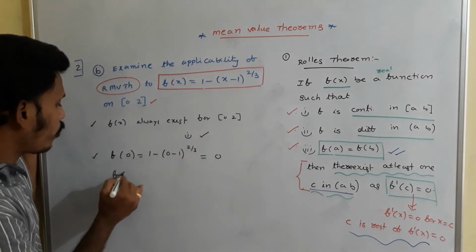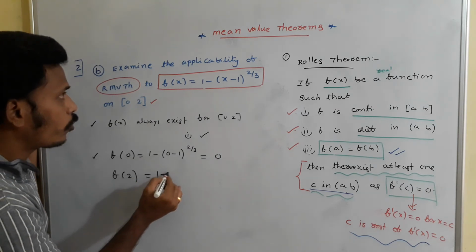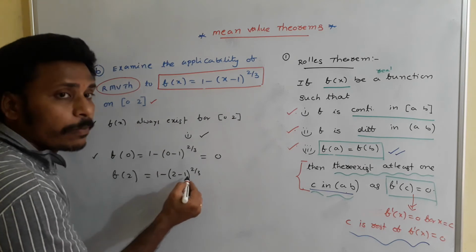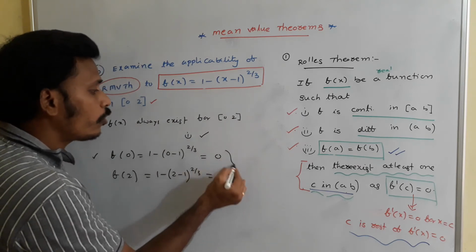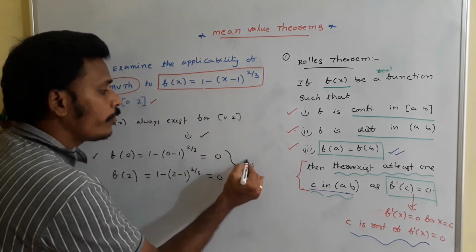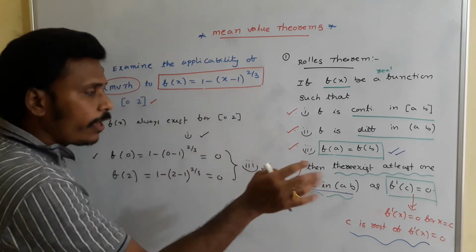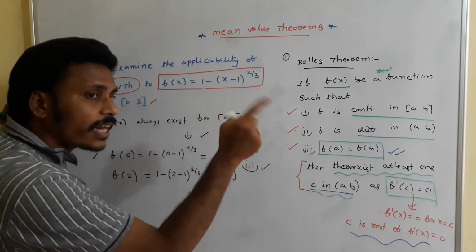And then what do you say about f of 2? f of 2 is equal to 1 minus (2 minus 1) power 2 by 3. Again 1 power 2 by 3 is 1, and its value is 0. From these two, easily we can say that the third condition is also acceptable. Third condition okay, first condition okay, then think about the second condition.